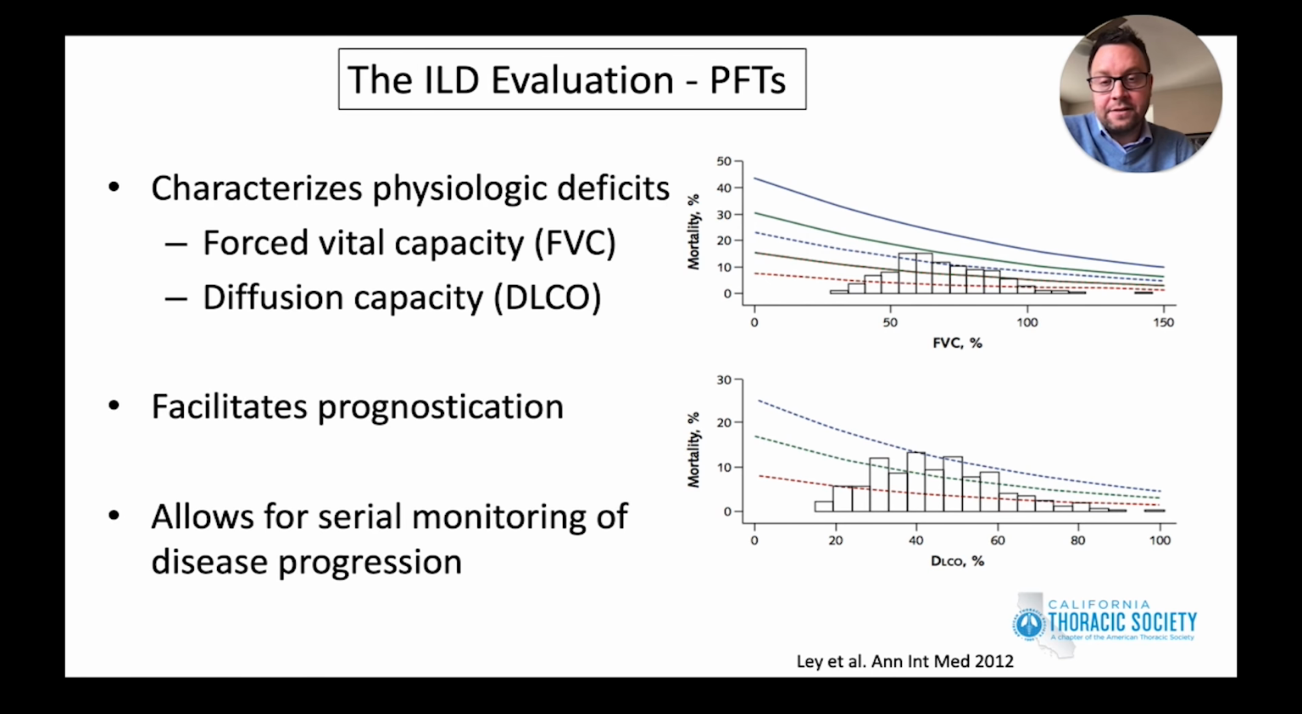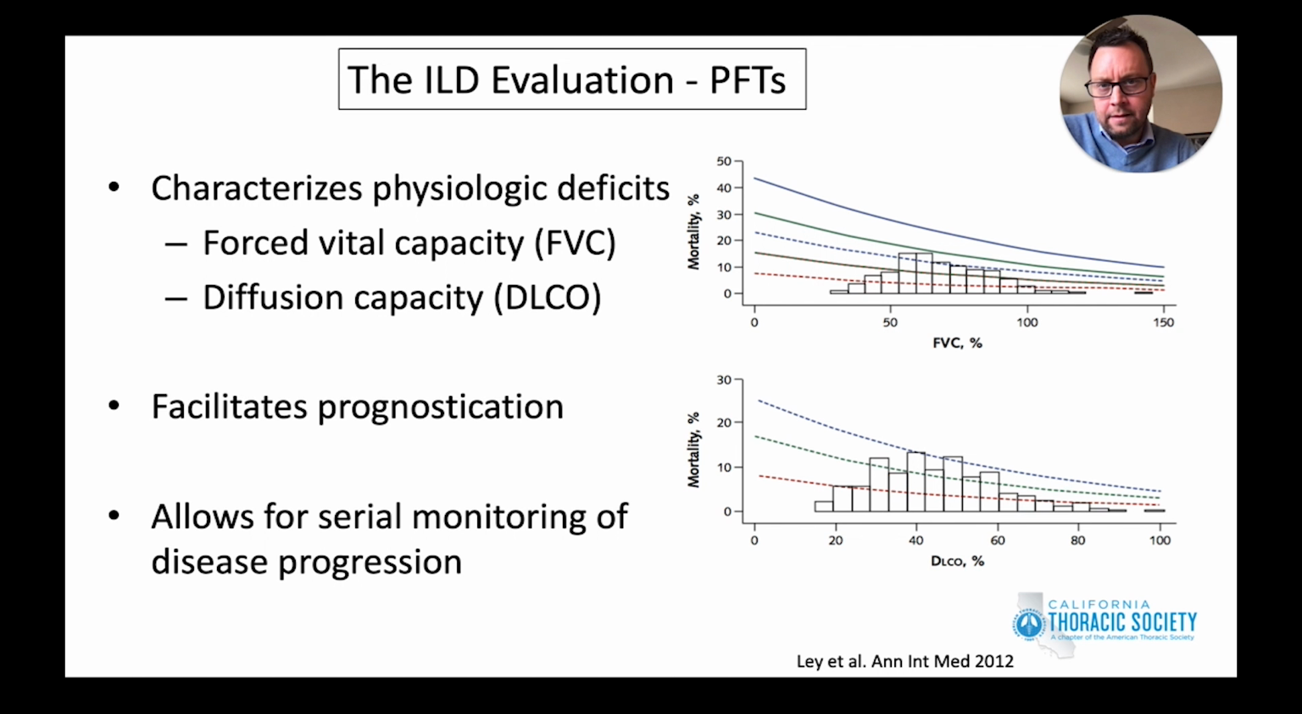Pulmonary function tests are also a very important piece of the ILD evaluation. This allows you to characterize physiologic deficits, primarily forced vital capacity and diffusion capacity, both of which are well-known predictors of subsequent outcome in ILD. This facilitates prognostication. These survival curves on the right here were produced by Brett Lay and the UCSF group, showing how various thresholds of FVC and DLCO are associated with survival.